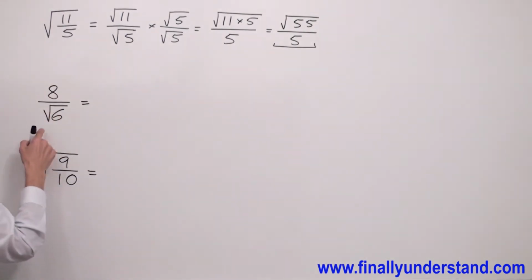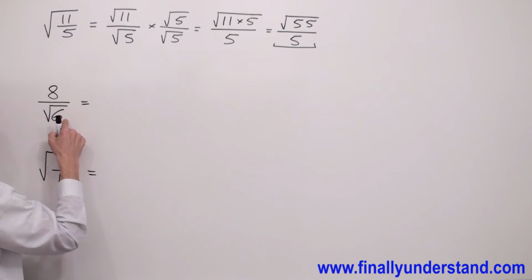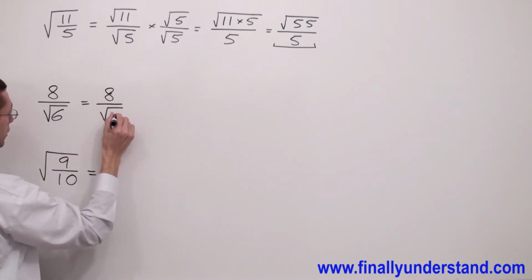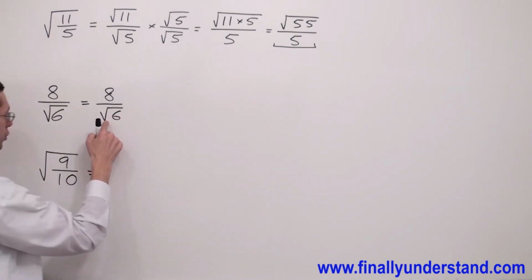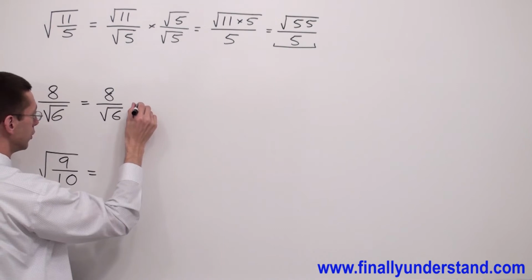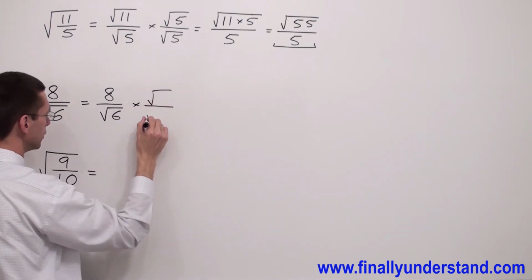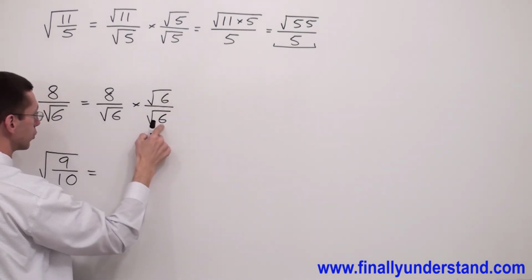Let's take a look at this example. I have 8 over square root of 6. Again, I have square root in the denominator. I do not want to see square root in the denominator. What I have to do, remember, always multiply numerator and denominator by, in this case, square root of 6.